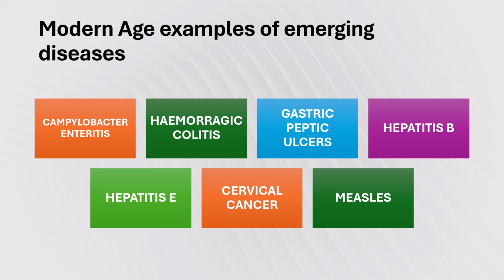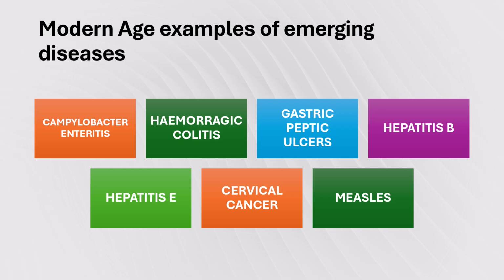Some more examples: Campylobacter enteritis, caused by Campylobacter jejuni, is spread by contaminated water and food. Recently, it has been known to be linked to the Guillain-Barré syndrome, which had broken out in the city of Pune in Maharashtra, India. I have also put up a video in the past relating Campylobacter jejuni with the Guillain-Barré syndrome.